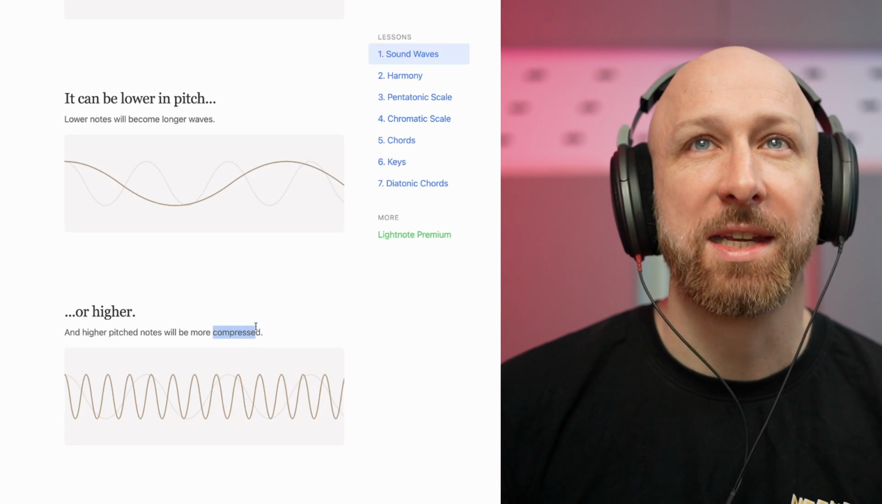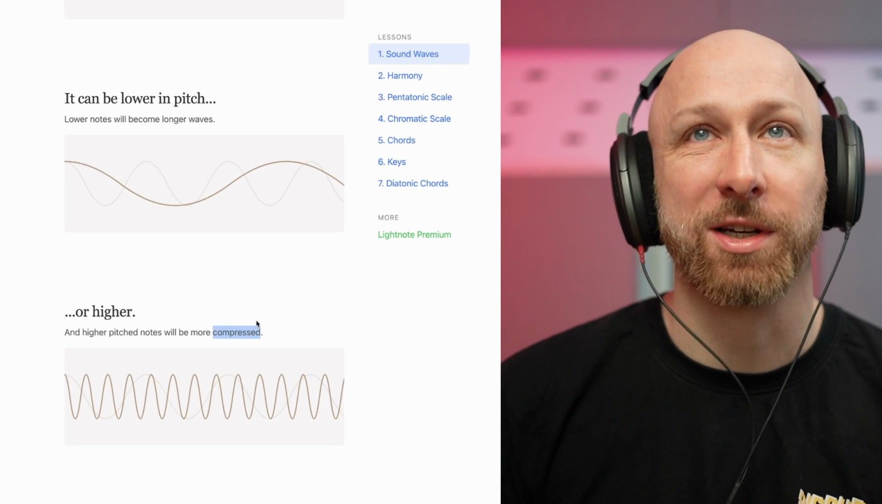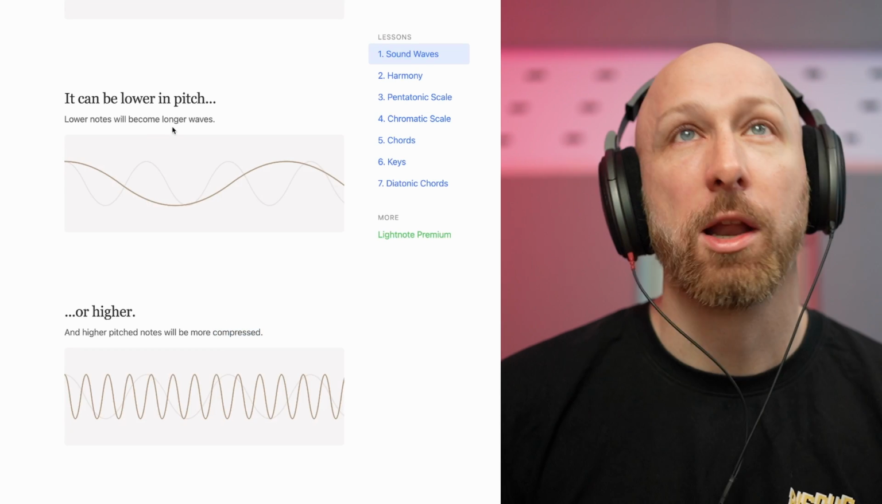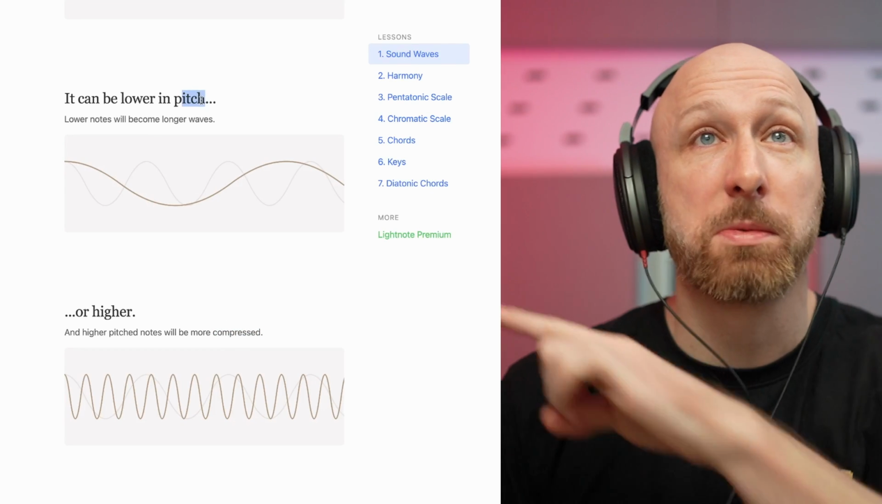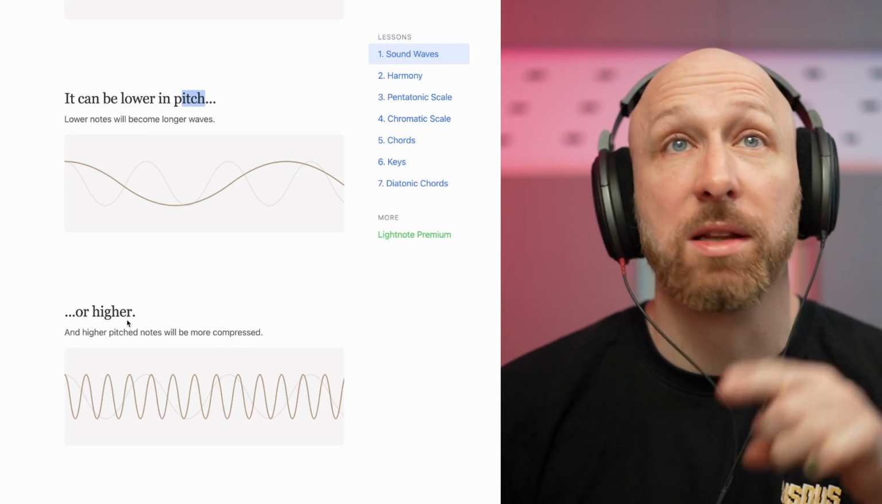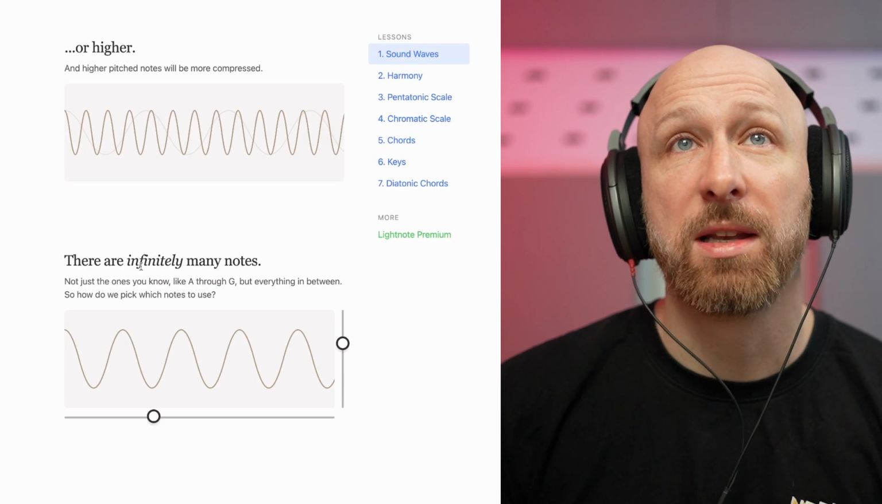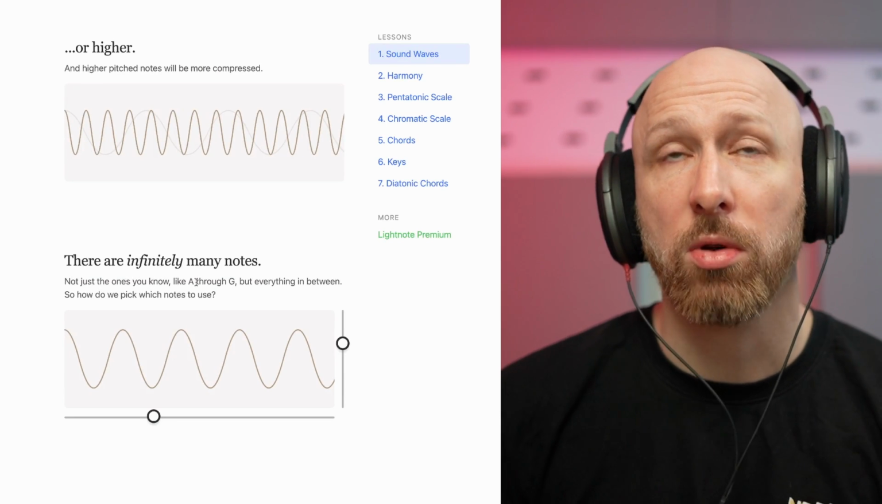They use the word compressed here. I think that's a little confusing. The word compression can mean so many things in audio. Lower in pitch just means it vibrates less times per second, and higher in pitch it means it vibrates more times per second. There are infinitely many notes, not just the ones you know, like A through G.